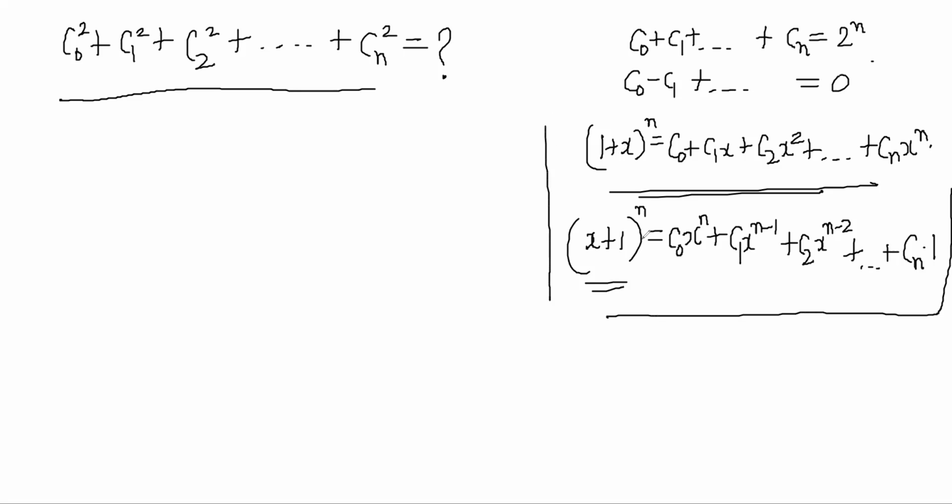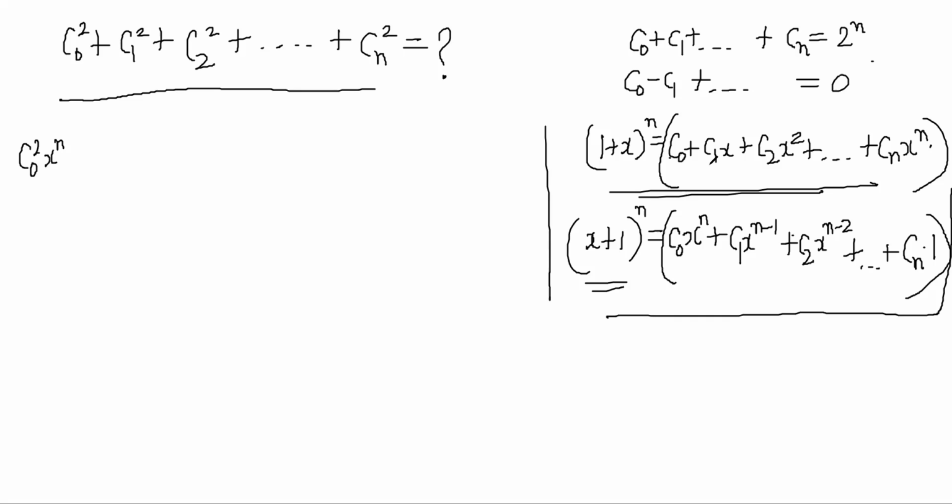Now look at these two series together. If I multiply this bracket with this bracket, what is my result coming? What is the first term? C0 square x power n. Then this one will be multiplied by C1, and so on. But I don't care about those terms. I don't want to find C0 C1, C0 C2 stuff. Let's ignore those terms for now.